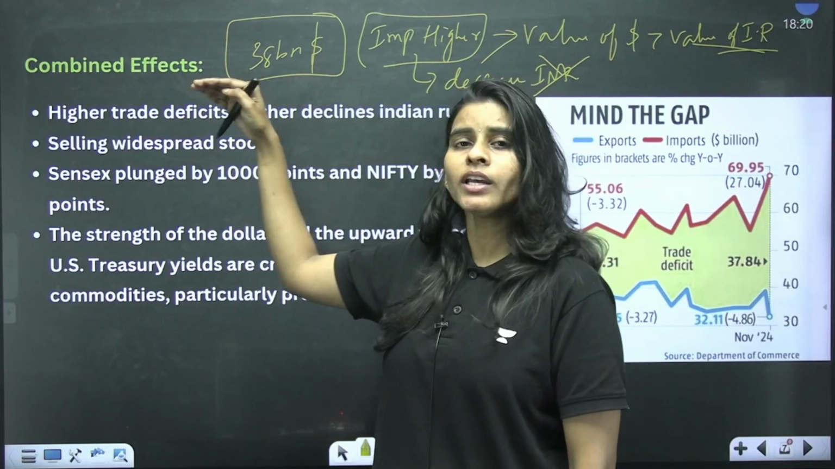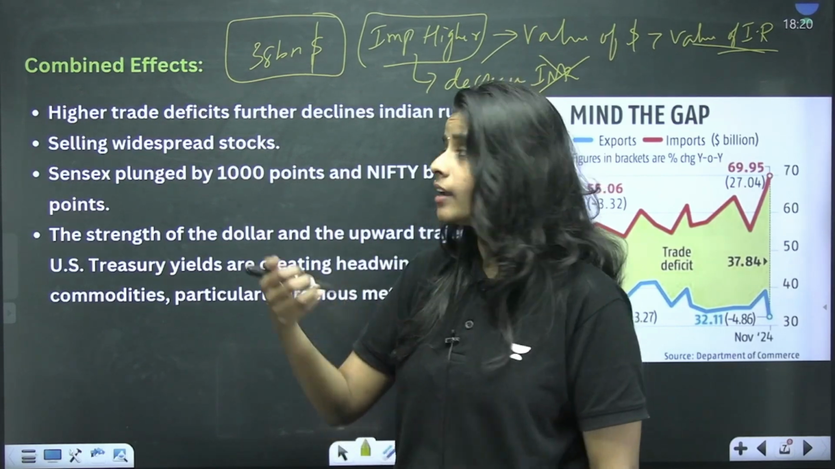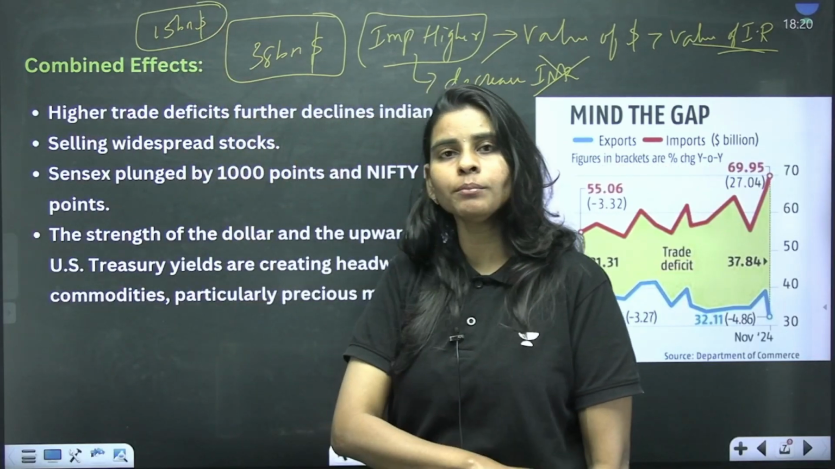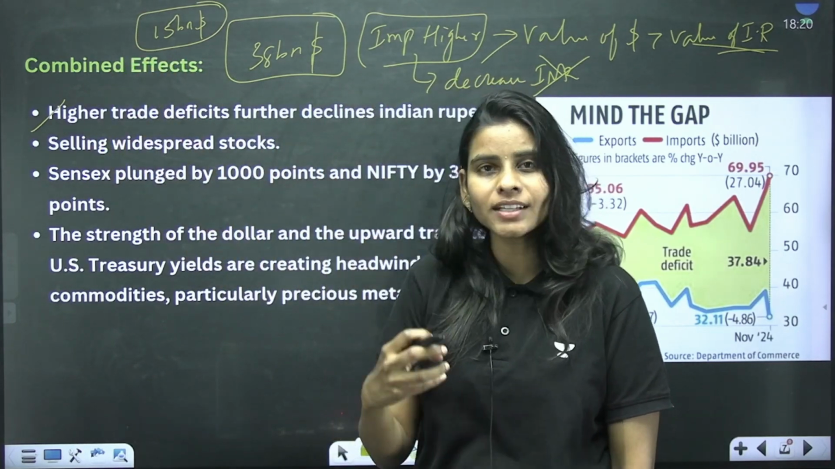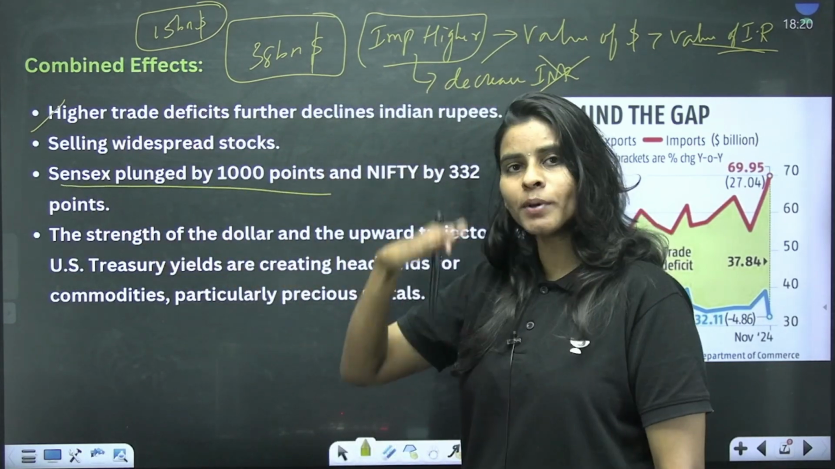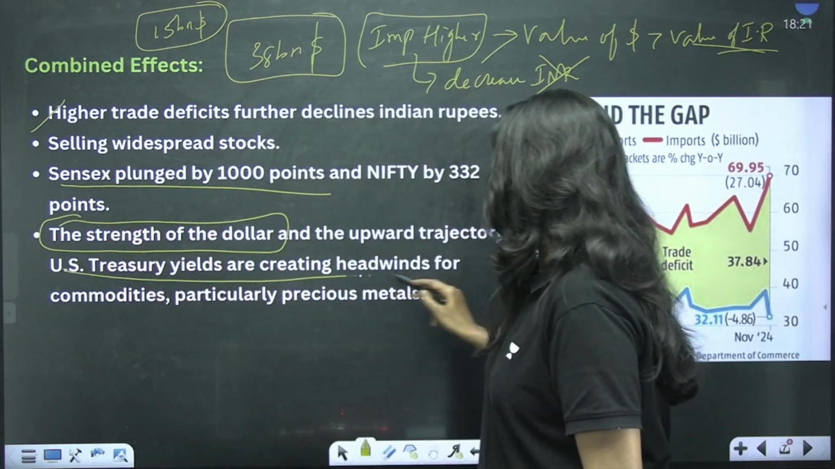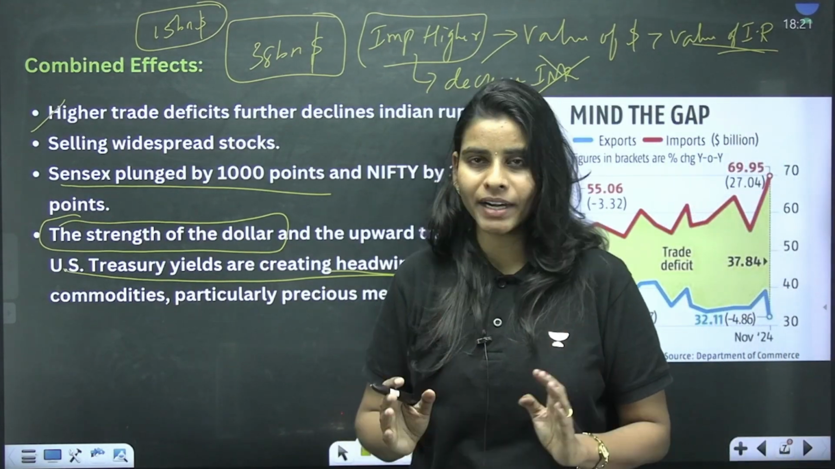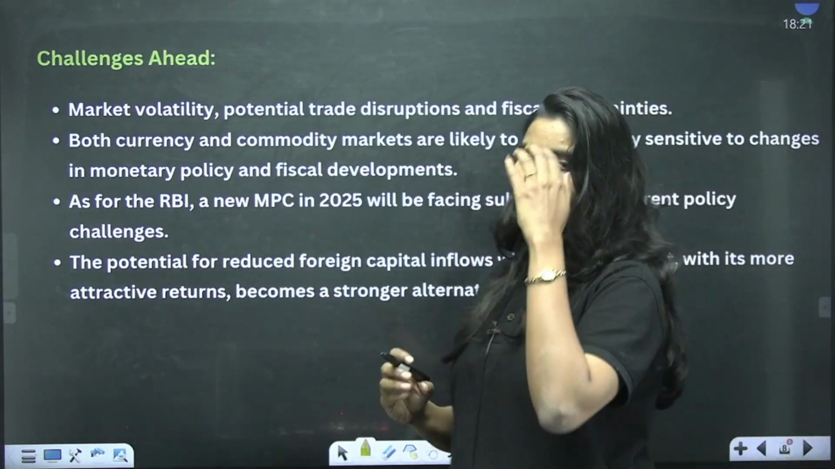So this trade deficit is very high. To give an example, the import of gold stood so high that about $15 billion worth of gold was imported in the last 1 month alone. These are some of the combined effects that you have to consider while studying the impact of this particular rate cut, right? We already witnessed the Sensex plunge by 1,000 points, and this strengthening of the dollar is going to create headwinds for commodities, particularly precious metals. So these are some of the possible impacts that you can expect for a country like India.